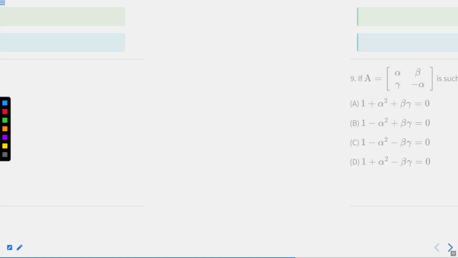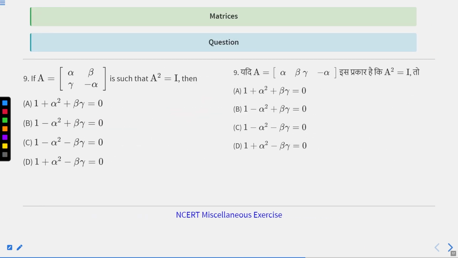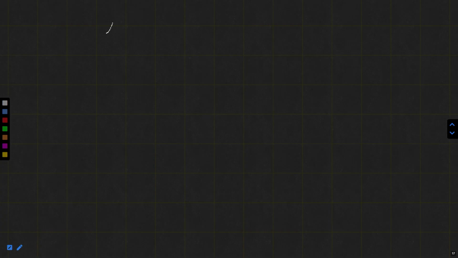Ninth problem, what does it say? If A is equal to this, such that it follows A square equals I, then we have to choose our correct option. So A is alpha, beta, gamma, and minus alpha.